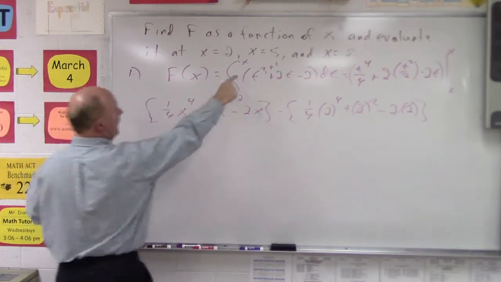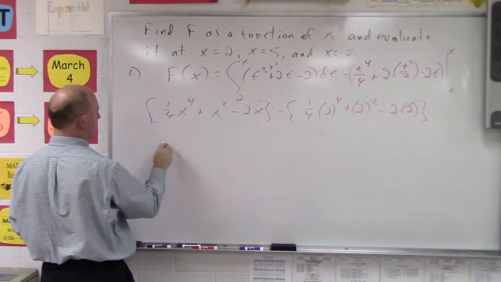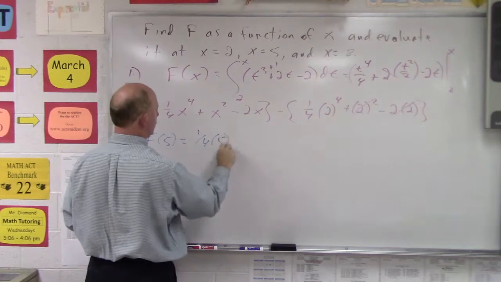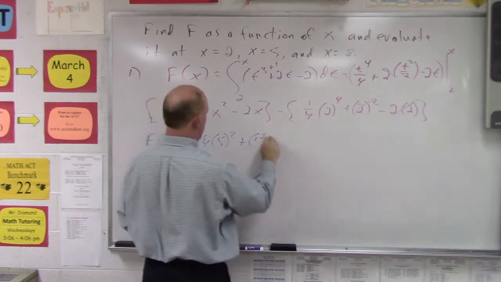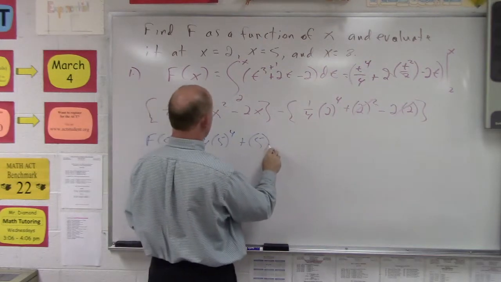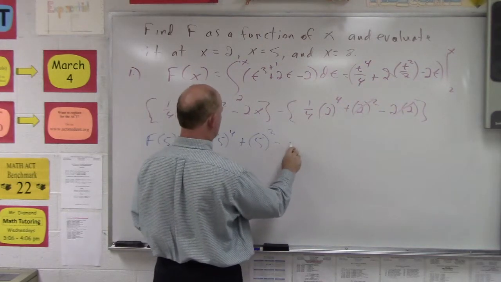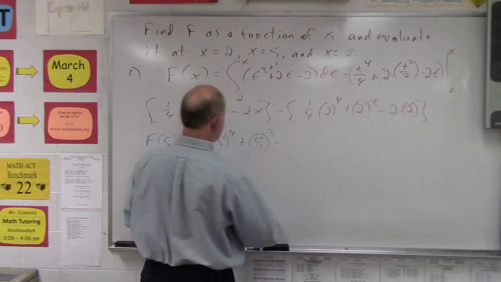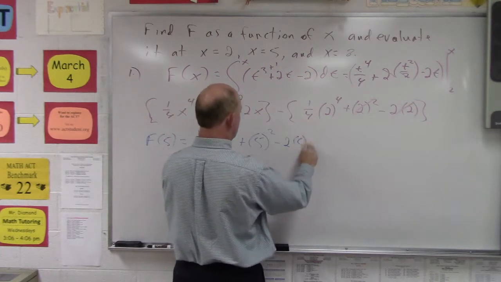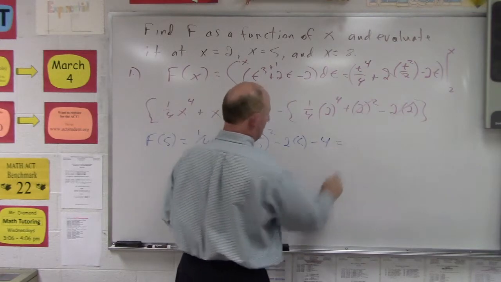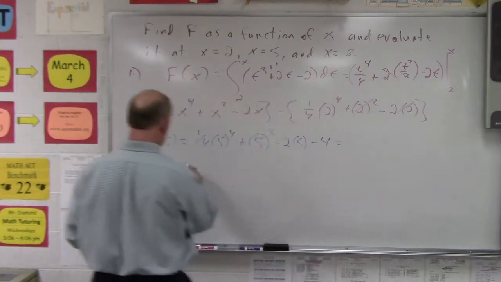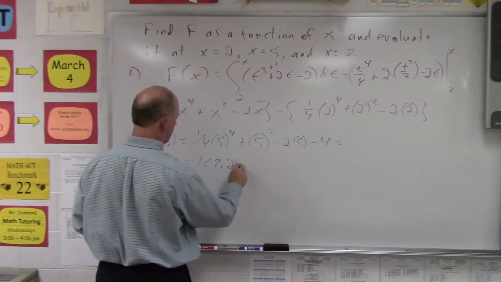Okay, let's do the function at x equal 5. So f of 5 is going to equal 1/4 times 5 to the 4th power, plus 5 squared minus 2 times 5 minus 4. I did this on my calculator earlier. This is 167.25.